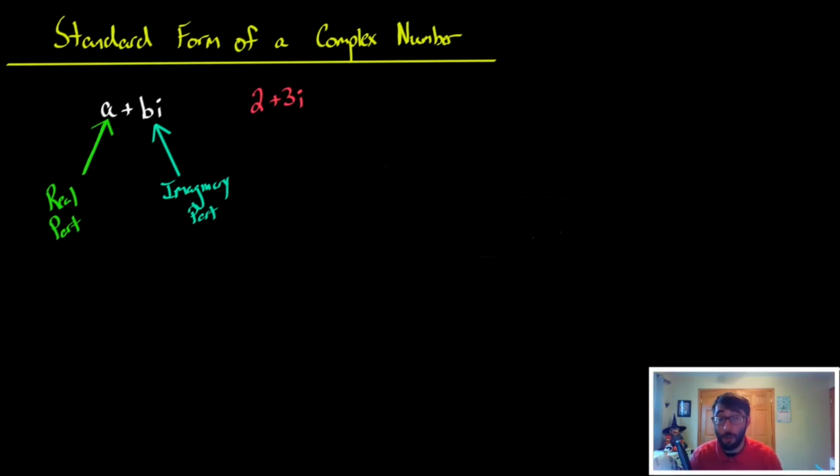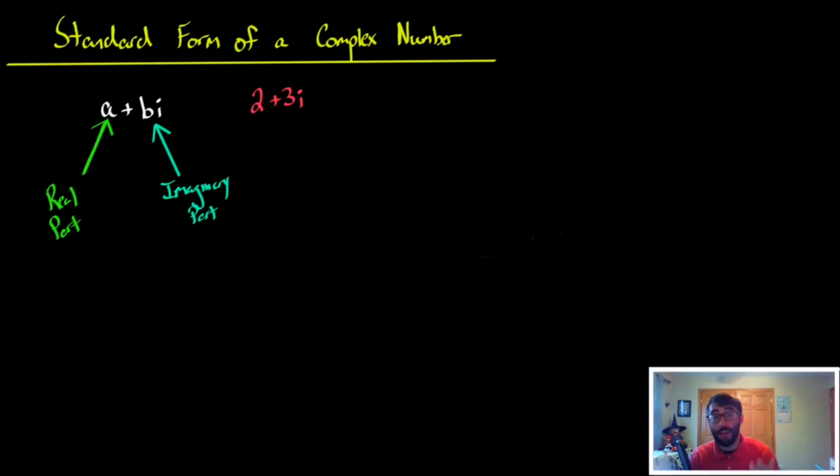You've just been dealing with complex numbers that were missing the imaginary part. Numbers like 3 could be thought about as 3 plus 0i. Numbers like -2 could be thought about as -2 plus 0i. So you just weren't seeing the imaginary part yet, okay?